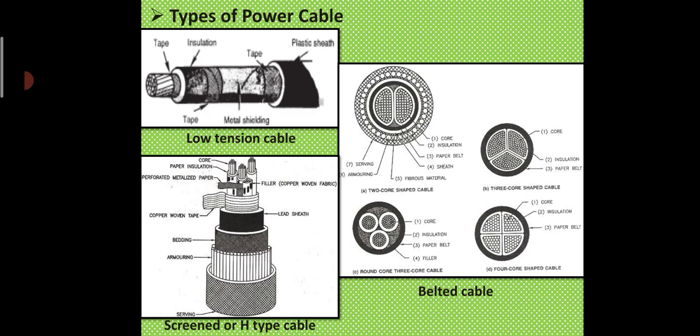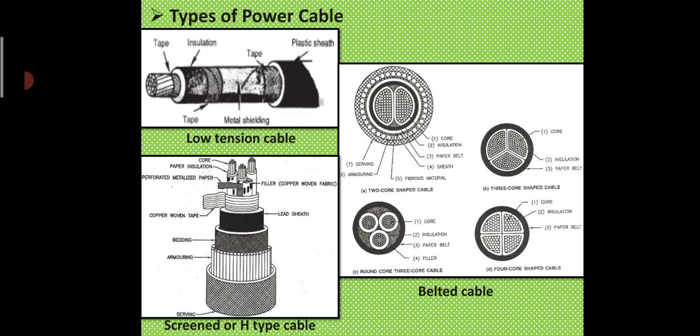Next is screened or H-type cable. This type of cable was developed by M. Hochstadter, so this type of cable is known as H-type cable. Each core is insulated and then a screen of metallized paper is wound around it. So this type of cable is called the screened type cable. Metallized screen is provided so the process of impregnation can be done easily. Filler material used in the center of the surrounding space is of copper.